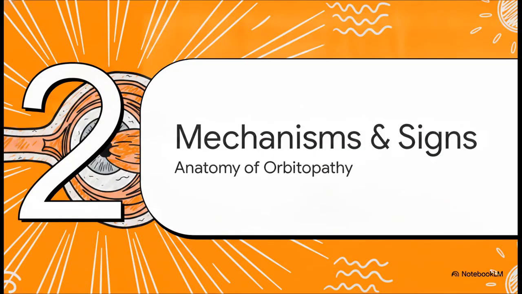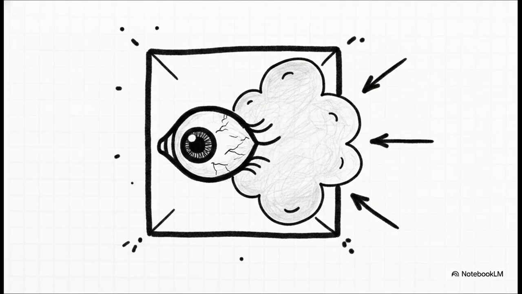Moving on to section 2, mechanisms and clinical signs, the anatomy of orbitopathy. Now, if we zoom way down to the cellular level, thyroid eye disease is basically driven by autoantibodies. Specifically, TSH receptor antibodies trick the receptors expressed on orbital fibroblasts. But it doesn't stop there. There's a second pathway, the IGF-1 receptor, which forms a co-signaling complex with the TSH receptor, and it massively amplifies this inflammation. It's kind of like pouring gasoline on a fire.